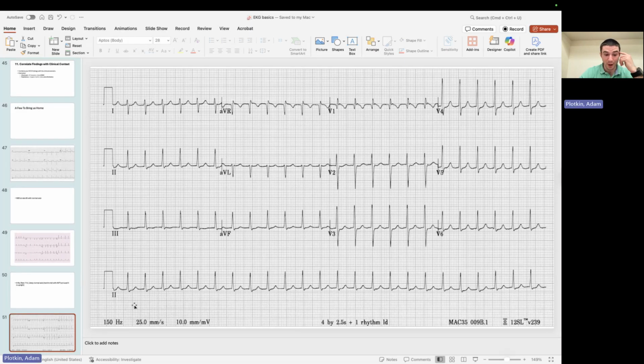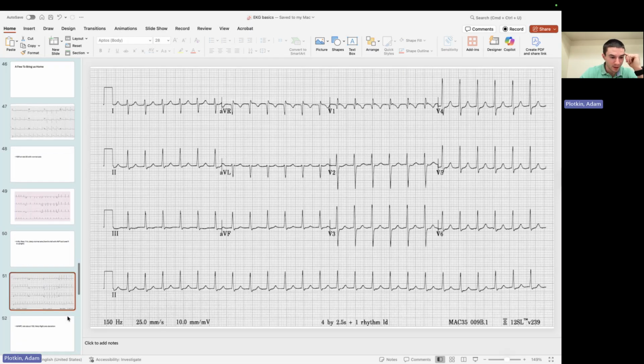All right, so this is definitely rapid. I don't know if I calculated the rate, it looks about like 150. It looks like it's just about two boxes in between. It's very fast, it's clearly tachycardic. We could take the time and map them out, but this one looks pretty good. So one big box, a little bit more. Yeah, I would say right around 150.